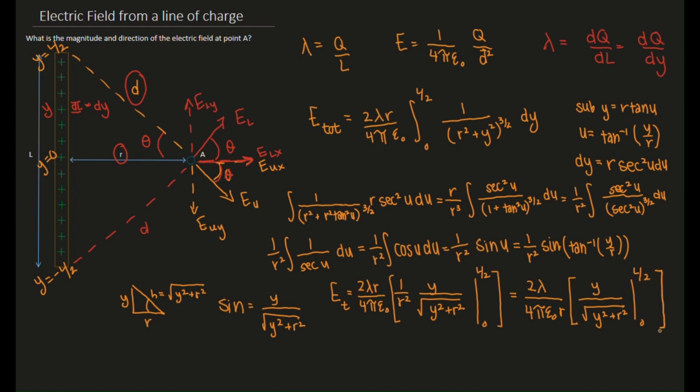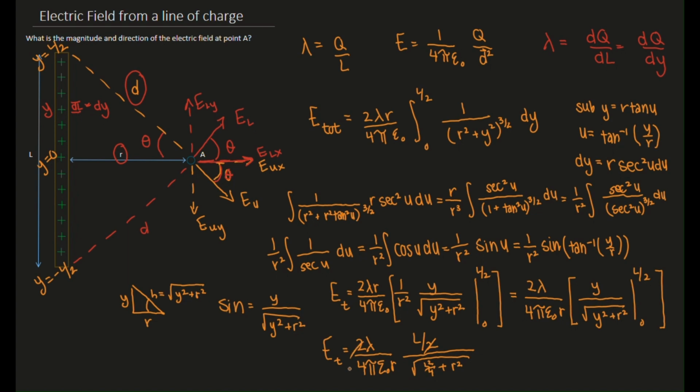And now I just plug in the L over 2 and the 0. The 0 is just going to cancel out, so I get that E total is equal to 2 lambda over 4 pi epsilon naught r, times L over 2 over the square root of L over 2 squared, which is L squared over 4, plus r squared. It's getting a little small here, sorry. Again, like I said, the 0 will end up just canceling. The reason I didn't simplify this 2 and this 4 is that this 2 will cancel with this 2.